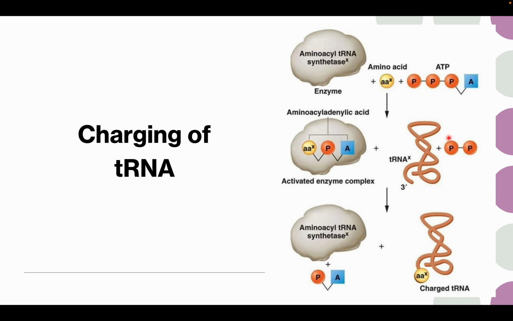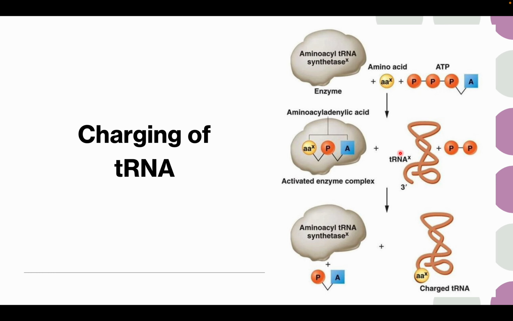I have also already talked about the charging of tRNA and how it occurs: by the action of the enzyme aminoacyl tRNA synthetase, which binds the amino acid in the presence of ATP, and then the tRNA, which contains the anticodon sequence at the 3' end, comes and binds, and the amino acid with the tRNA is released, which is called the charged tRNA, and AMP is released. This process of charging of tRNA and the different sites on the ribosome are the same in prokaryotes and eukaryotes.